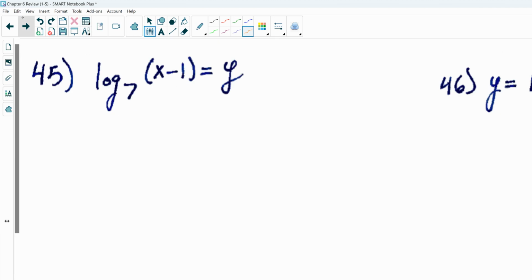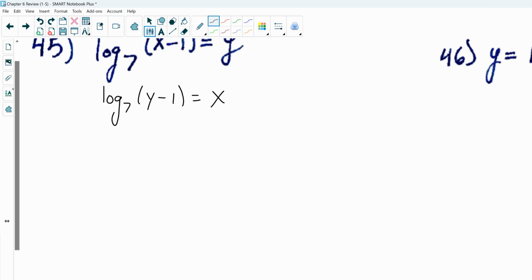Switch x and y, get the y term by itself, and then go from there. Now for this next one, we're starting in logarithmic form, 45, 46, and most likely all the way to the end, which means our answer is going to be in exponential form. And the first thing we do, just like the last one, is switch x and y.